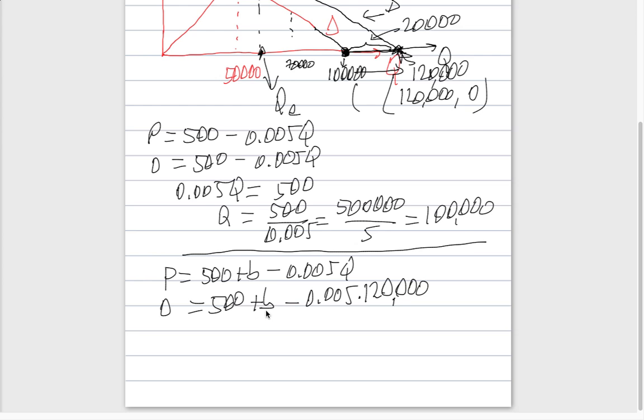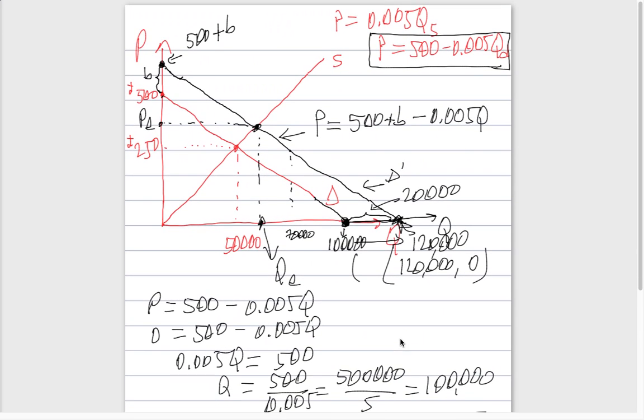Now solving for B, it gives us minus B here, because we're taking this to the left hand side of the equation. This times that gives us 600. So minus B is equal to minus 100. B is basically 100.